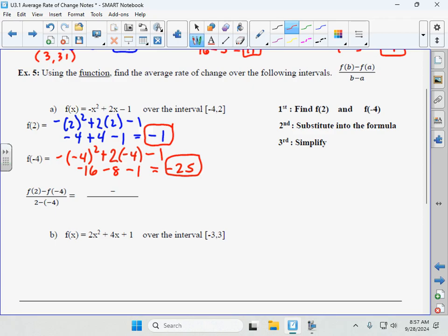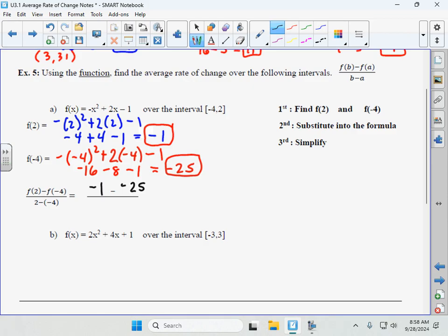All right, now the second step is to substitute all these numbers into our formula. Okay, f of b minus f of a over b minus a. So we already found what f of 2 is, okay, and that's -1. Minus, and then f of -4 we found was -25. Okay, and all that's going to be divided by b minus a, okay, and then 2 minus -4.